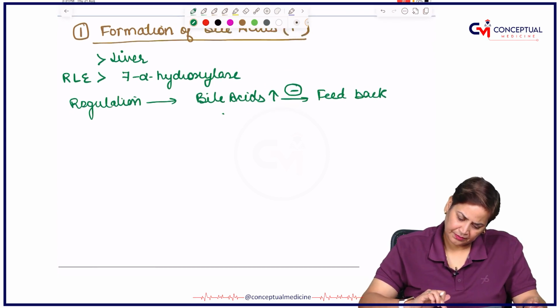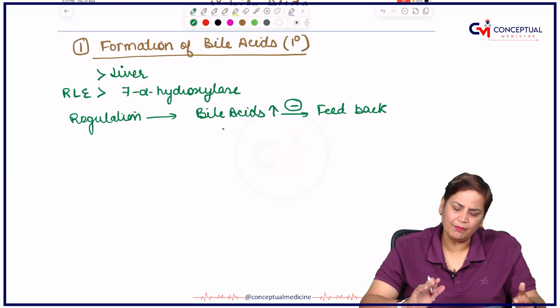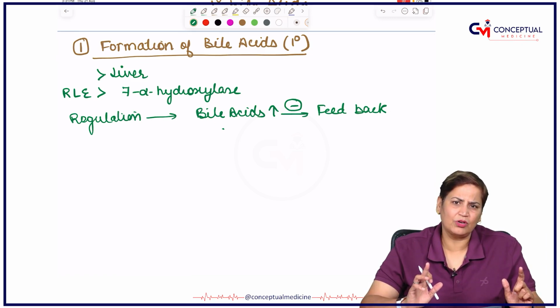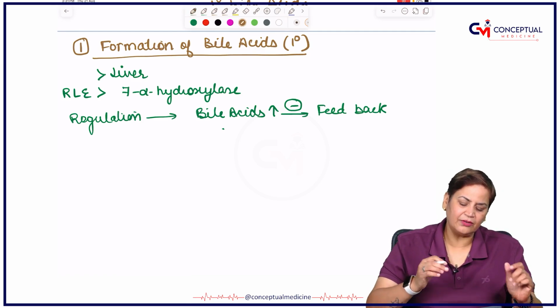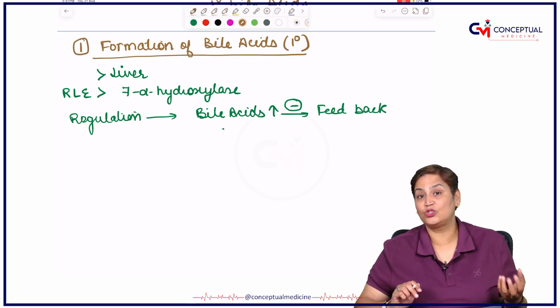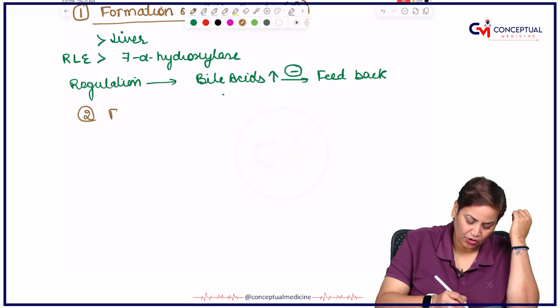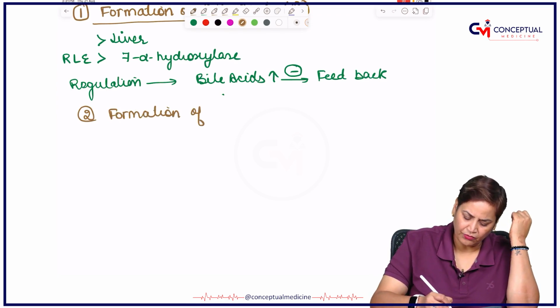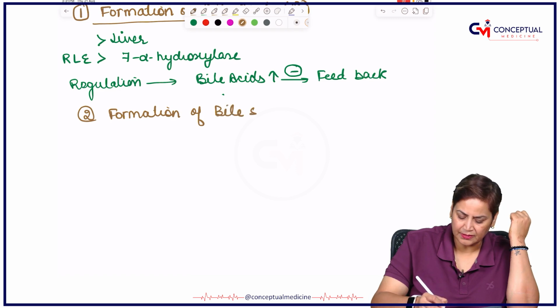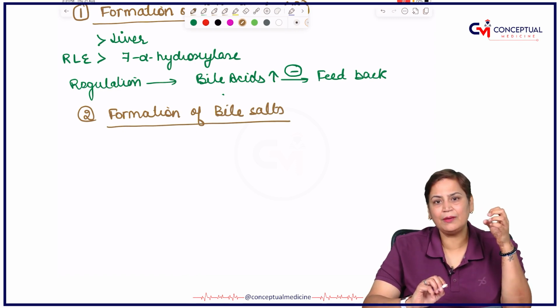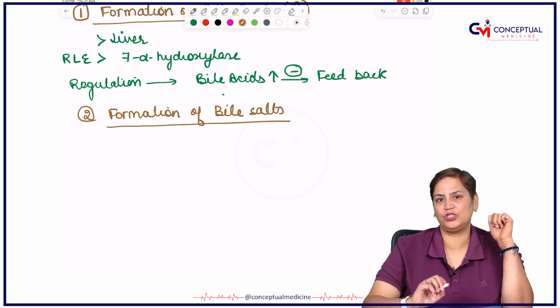Then second is, once these bile acids are produced, a very important process occurs which is known as conjugation, and that conjugation converts these bile acids into salts. So what happens here is formation of bile salts, which is a very important process in fact. Always remember that these primary bile acids help in the formation of bile salts.